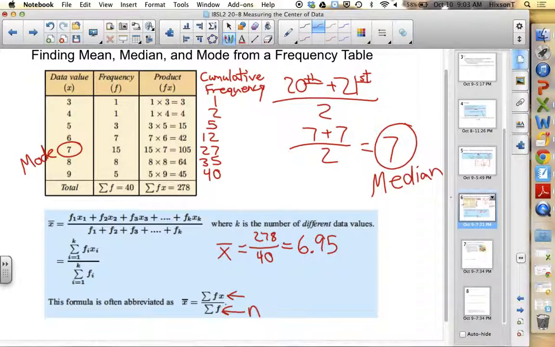Alright, so how would you describe the distribution of the data here? Is it skewed one way or the other, or is it pretty symmetrical? It's fairly symmetrical. Our mean is very close to both the mode and the median. So we would say that this is pretty symmetrical. Okay?